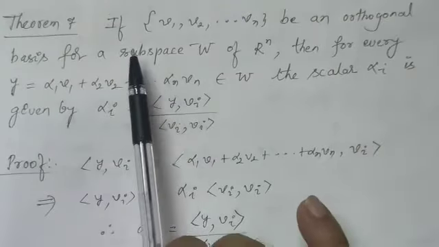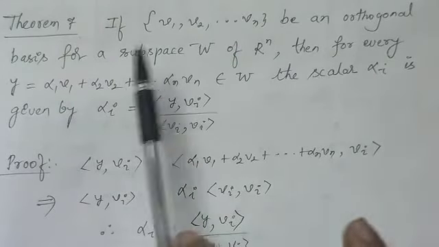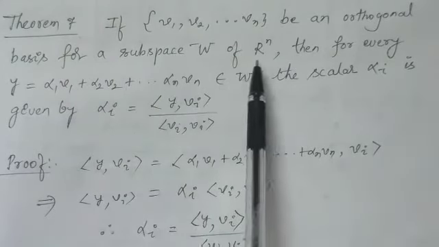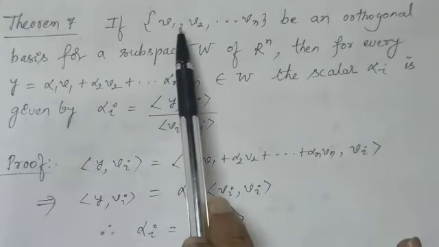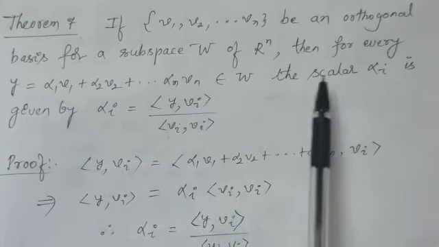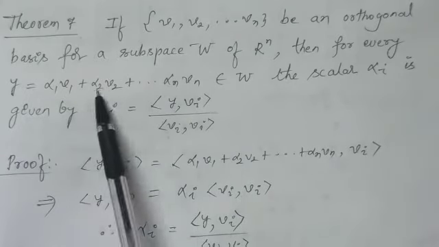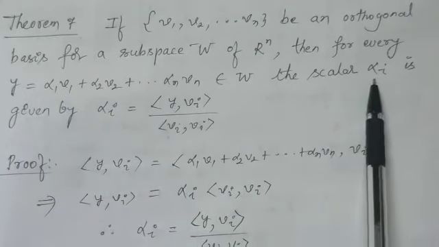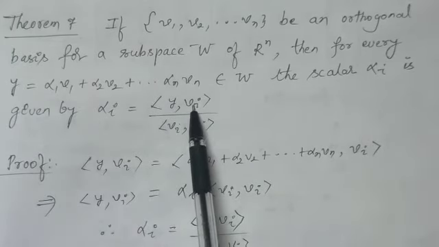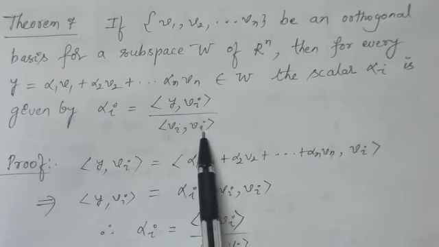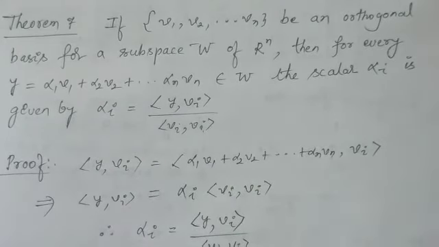So the next theorem is, if v1 to vn are an orthogonal basis for a subspace W of R^n, then for every vector y which is a linear combination of these vectors, the scalar alpha i is given by the inner product of y with vi divided by the inner product of vi with vi. So the proof is very simple.